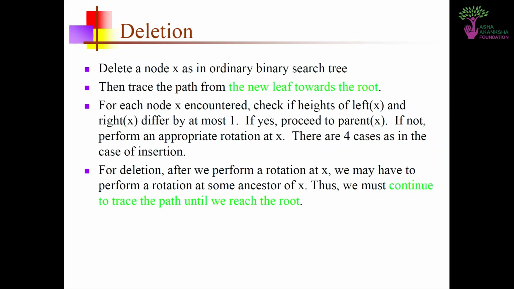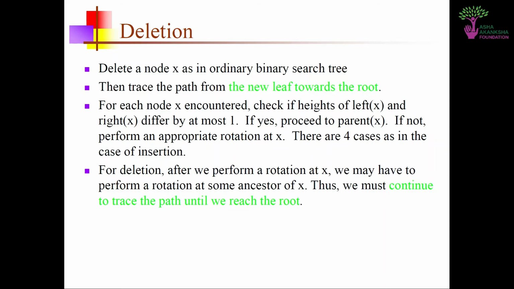If they are differing by at most 1, then the AVL property is satisfied at that node x. So we proceed to the parent of x, and we check again for the same condition. If it is not satisfied at node x, so they are differing by 2, then we have to apply a proper rotation at x. Again, there are 4 cases which are similar to the cases we discussed in insertion. So there will be 4 cases in deletion also.